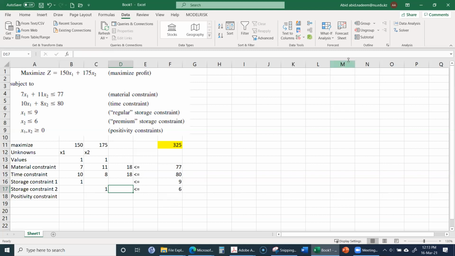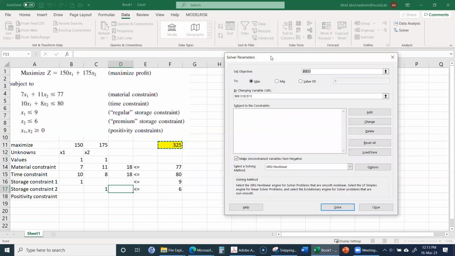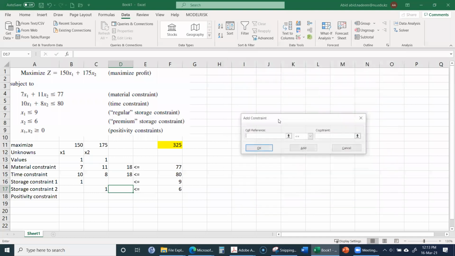Okay, so now I try the solver again. So it says that the objective is this F11. Yeah, the objective is F11. It has to be maximized by changing variables B13 and C13. So B13 and C13, and subject to the constraints.